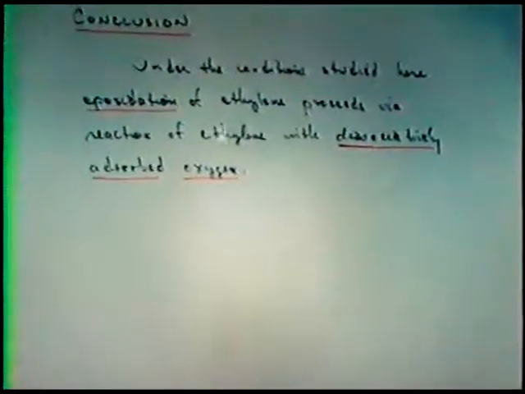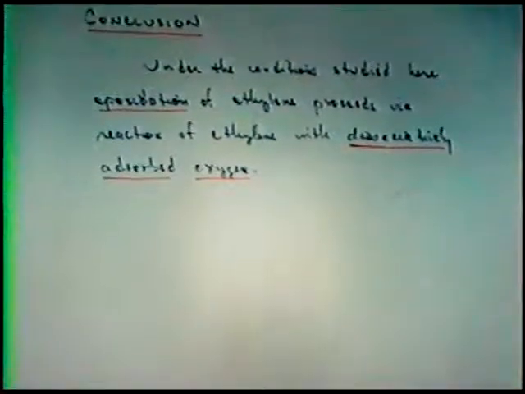So my conclusion, or our conclusion here, is that under the conditions studied, oxidation of ethylene proceeds via reaction of ethylene with dissociatively adsorbed oxygen. That clearly establishes that dissociatively adsorbed oxygen participates in this reaction, and is in perfect agreement with the experiment of Van Santen and co-workers.